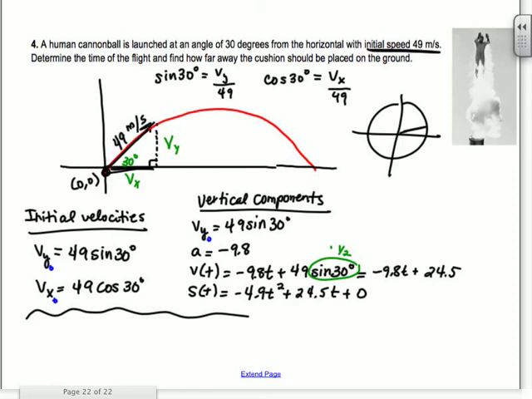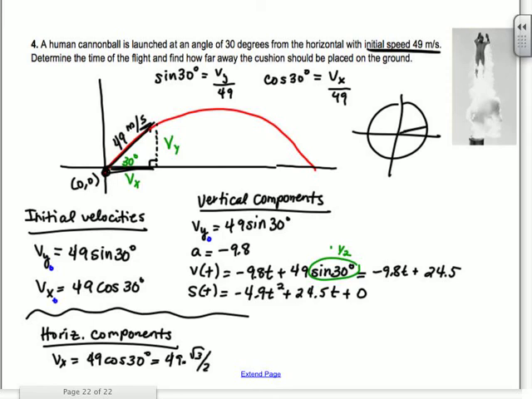So the question is, determine the time of the flight and find how far away the cushion should be placed on the ground. So the cushion thing is a horizontal component. So let's talk about the horizontal. On this, v of x is 49 cosine of 30 degrees, which ends up being 49 times square root of 3 over 2. So it's like 42.435.